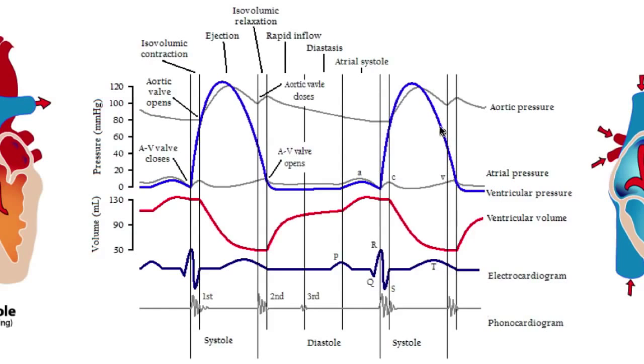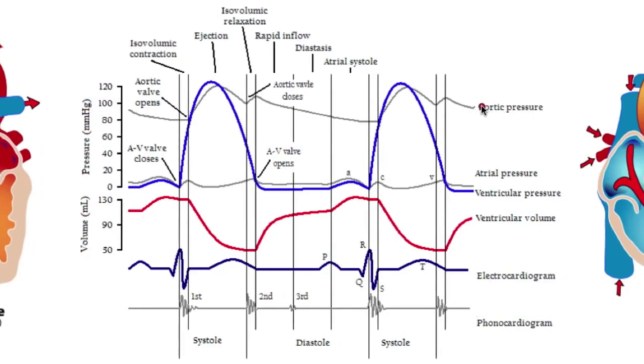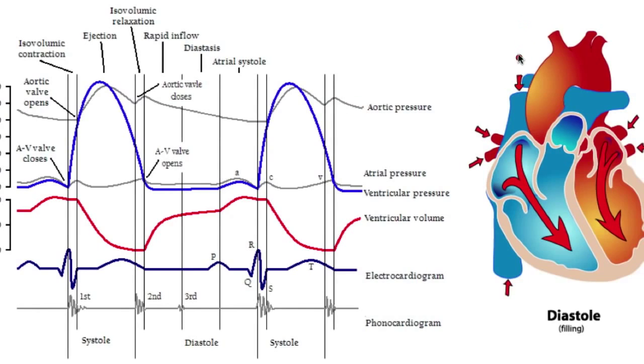Then here in blue, we are looking at ventricular pressure. So that's the pressure in the left ventricle. Here in gray, we are looking at the atrial pressure. So the pressure in the atria. And then last but not least, we are looking at the aortic pressure, and that's the pressure in the aorta, which is this structure right here, which sends the blood from the heart to the rest of the body.